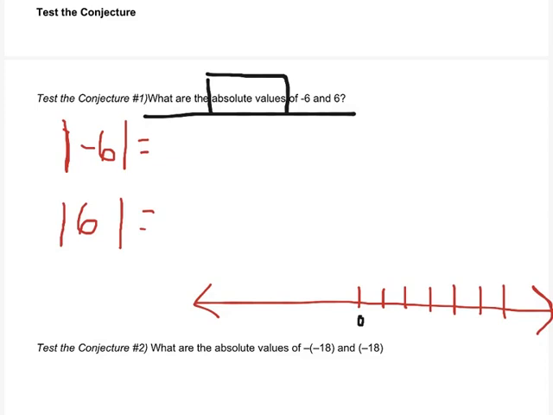And then on the left side I also will need 6 hash marks. 1, 2, 3, 4, 5, 6. Take a moment to get that down in your journal, and then we're going to start labeling our numbers on the number line.